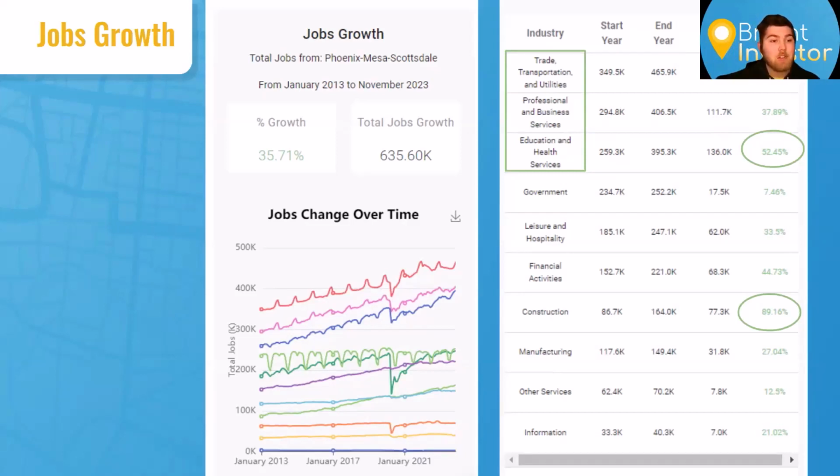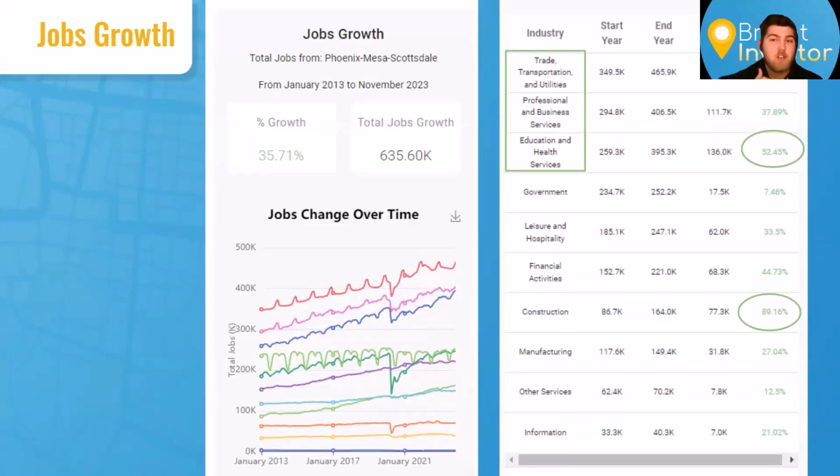And when I see job growth in these specific industries, like trade and professional business services and education, that tells me low risk because educational institutions like colleges don't normally go out of business. Hospitals don't normally go out of business. Trade and transportation and utilities for cities don't normally go out of business.